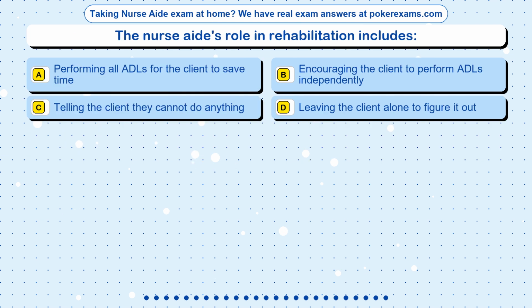Question 7. The nurse aide's role in rehabilitation includes: Option A. Performing all ADLs for the client to save time. Option B. Encouraging the client to perform ADLs independently. Option C. Telling the client they cannot do anything. Option D. Leaving the client alone to figure it out.